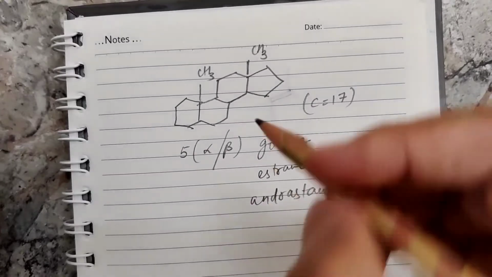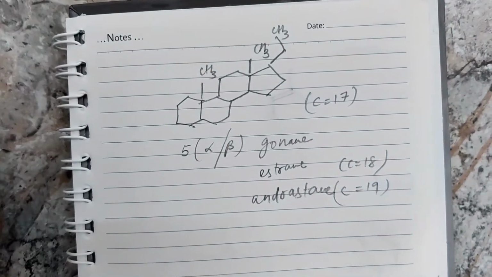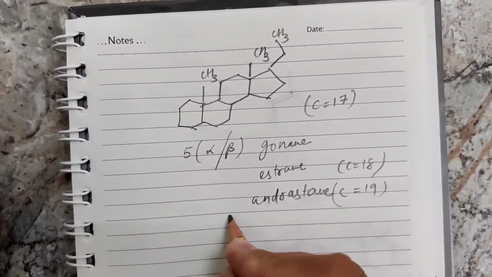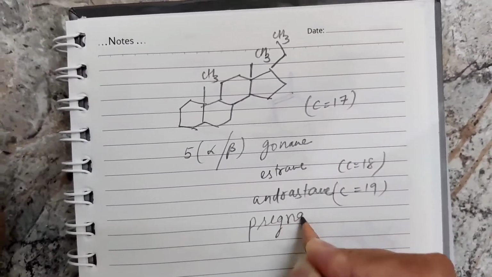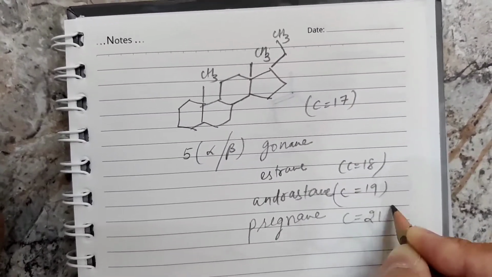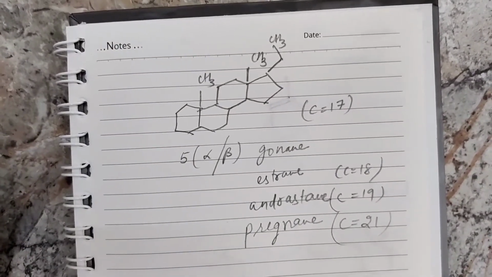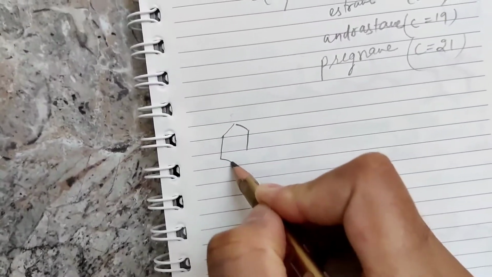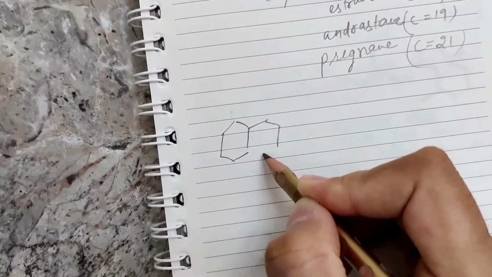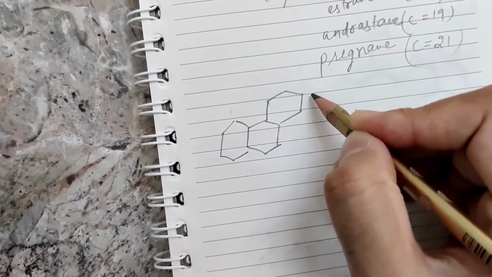And if it has an ethyl group attached here, then it will become 5 alpha or beta pregnane, and carbon atoms in this case are 21. These are the 4 forms. The fifth one is slightly more complicated than all these 4. It is basically cholestane. Cholesterol is one of its type.